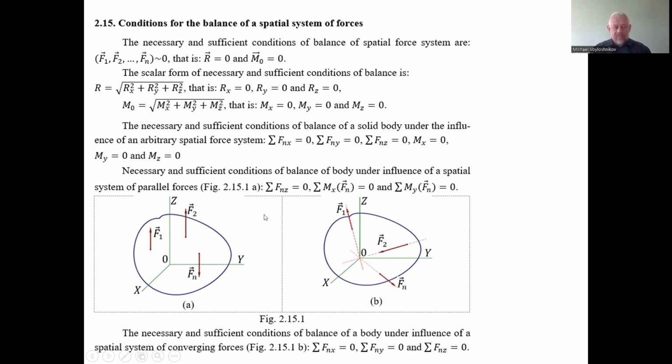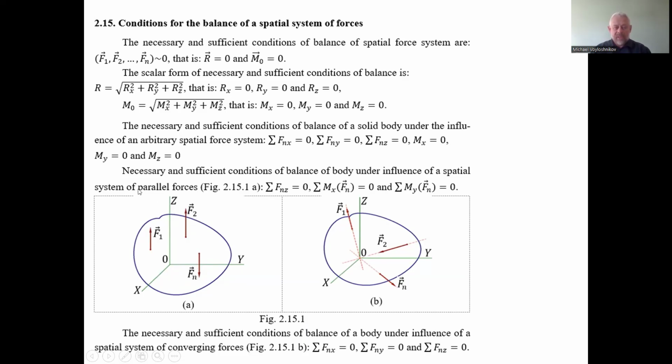Necessary and sufficient conditions of balance of a body under the influence of a special system of parallel forces, as is shown in figure 2.15.1. For a parallel system of forces, these forces do not cause a rotating moment around the applicate axis z, because we have rotation only if the forces are perpendicular, or do not cross the axis of rotation. So these forces are parallel.